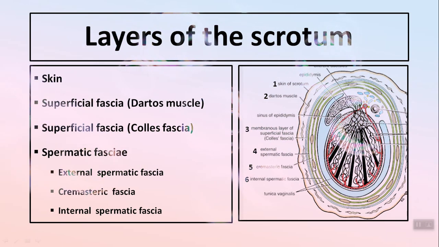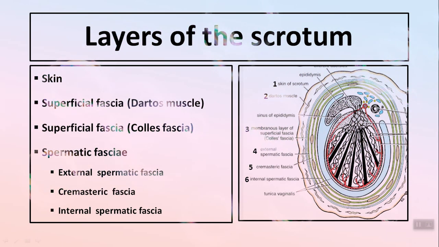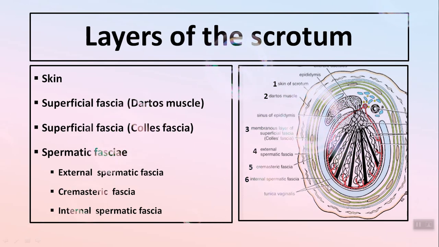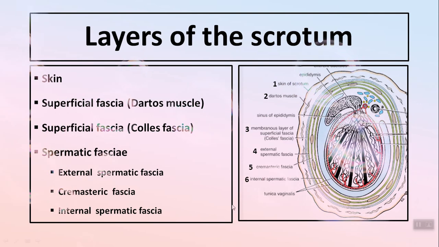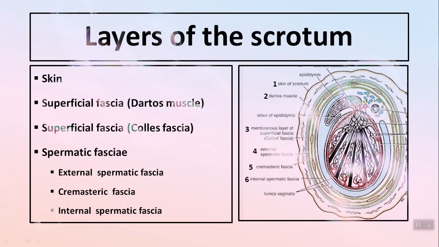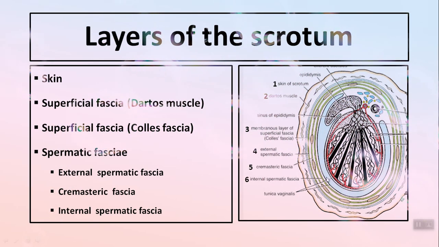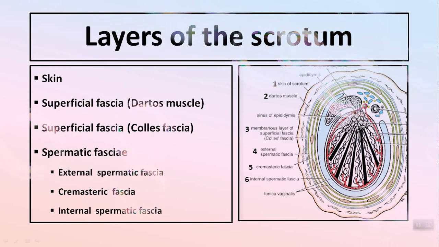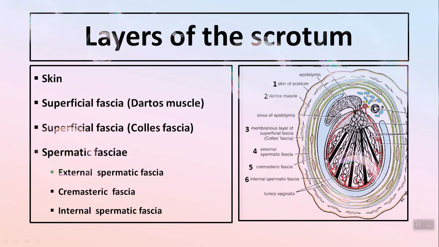Next to these three layers, we have what we call tunica vaginalis. Tunica vaginalis is a serous membrane that is originally derived from the peritoneum. It is of two layers. We have parietal layer and we have visceral. Parietal layer lining the scrotum from inside, and the visceral layer will cover the testis directly. In between the two layers, parietal and visceral, we have a cavity.